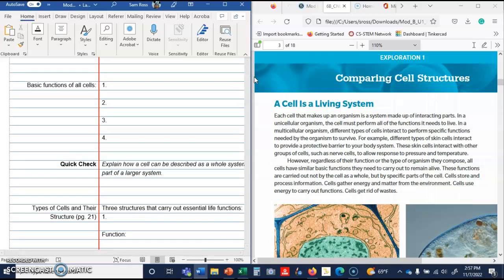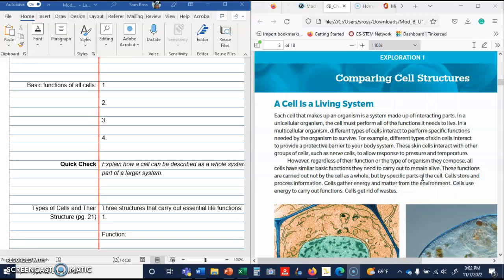Okay, let me scroll down a little bit. Basic functions of all cells, that's going to be in this second paragraph. However, regardless of their function or type of organism they compose, all cells have similar basic functions they need to carry out to remain alive. These functions are carried out not by the cell as a whole, but by specific parts of the cell. So these are the basic functions you're going to list in 1, 2, 3, 4 here.